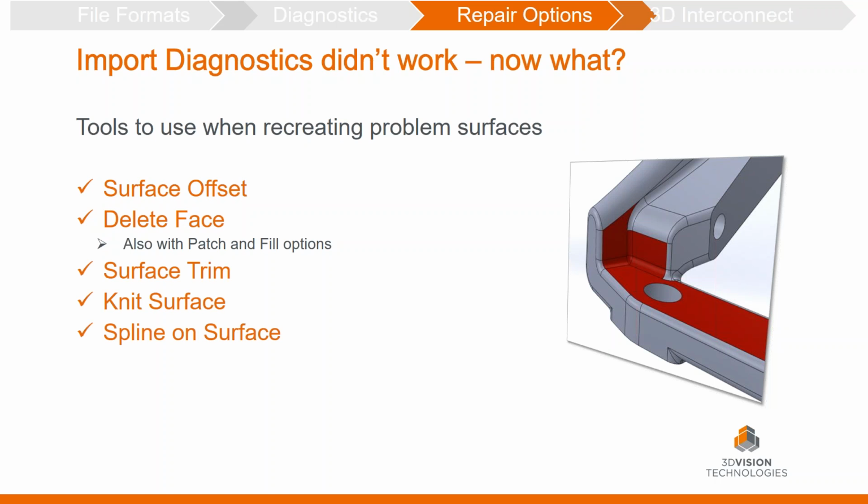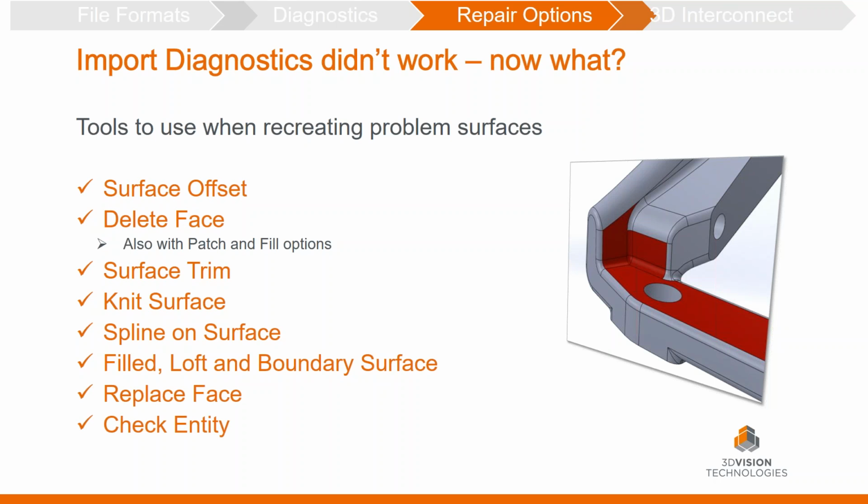Another tool that you might want to look into is called spline on surface. It could be really handy to copy a surface out, trim it up, and trim it based on a spline that you draw directly on the surface. Using 3D geometry, that could be very useful. Also, you want to learn more about filled, loft, and boundary surfaces if you're creating surfaces yourself to fix the ones that didn't come in. Replace face is another quite useful tool that you want to look into. And check entity is another tool for diagnostic use in addition to the import diagnostics that you want to look into.